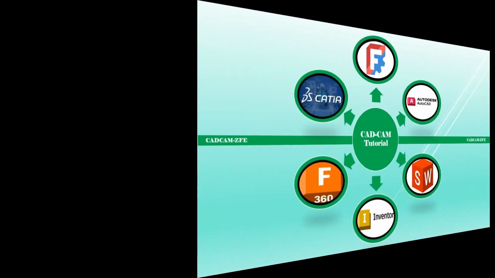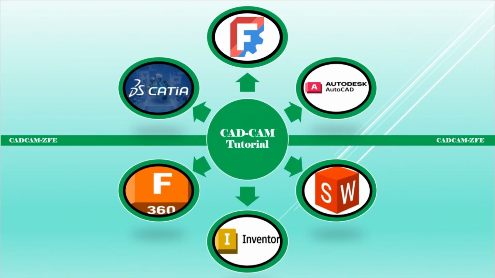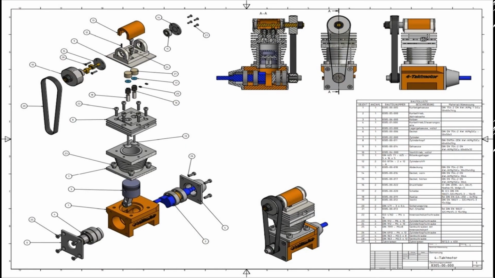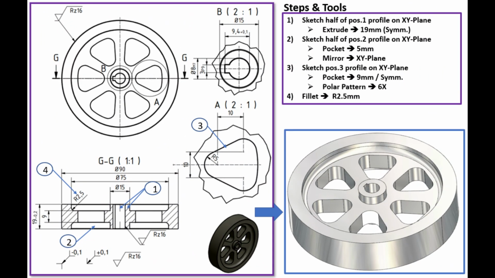Today I will show you how to create a 3D model from the existing 2D drawing with the help of FreeCAD tools like Extrude, Pocket, Mirror, Polar Pattern, and Fillet. This is the exercise for today. Here you find the steps and the tools that I used to convert this 2D drawing into this 3D solid part.